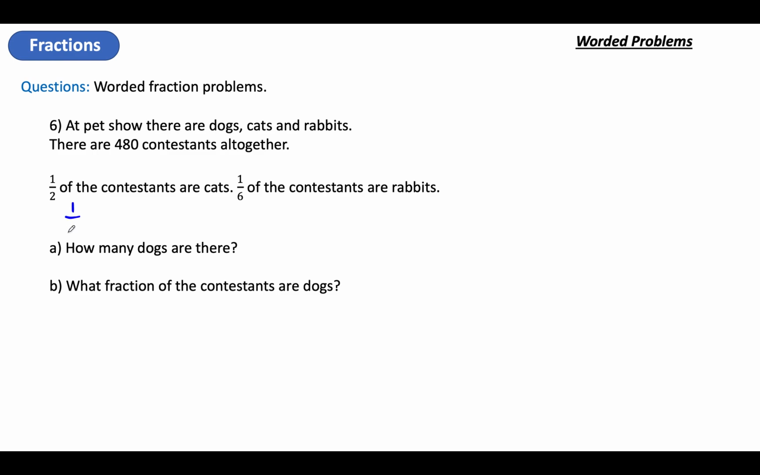So first of all, we need half of 480. That means I've got to divide it by 2. There are 240 cats.